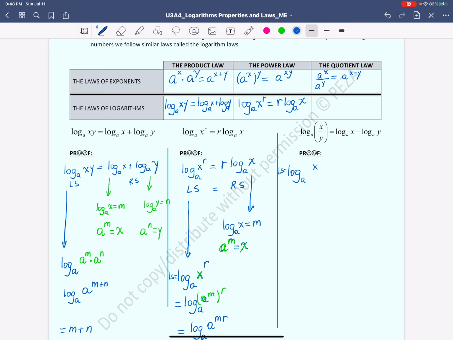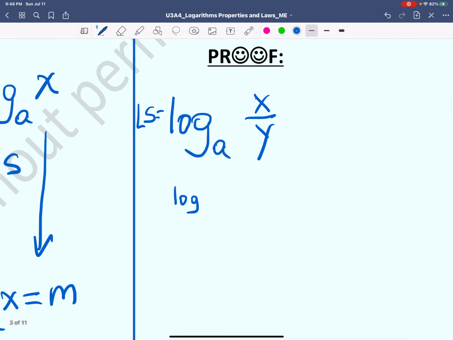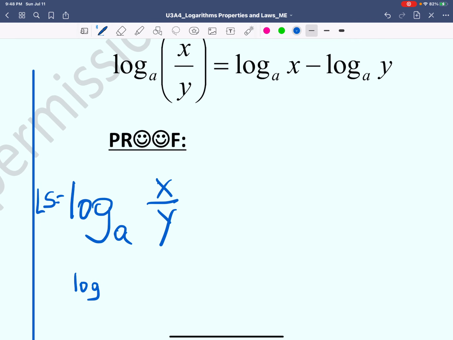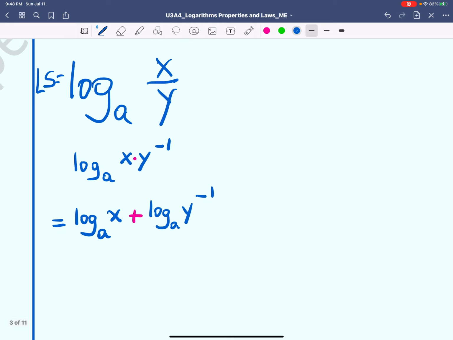Log with base a of x over y can also be written as log with base a, let's keep this focused here, x times y to the power of negative 1. Now, there is a product in here which I know how to simplify. So I'll go log with base a of x. Because of the product, I'll have plus here, log with base a of y to the power negative 1. Oh, wait a second. This looks like the power law. So this would be log with base a of x plus negative 1 log with base a of y.